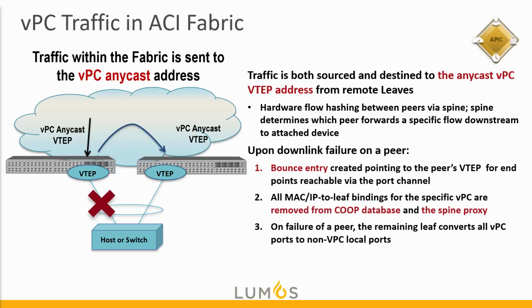Okay, if one fails, there is something that's created called a bounce entry. Again, this is something we'll be talking a lot more about in the next 2 modules when we talk about fabric operations and forwarding. And MAC and IP to leaf bindings for the specific virtual port channel are removed from something called the COOP database and the spine proxy. Basically things that we haven't talked about yet. We'll go into all of these details of what these are in 2 modules in fabric operations and forwarding.